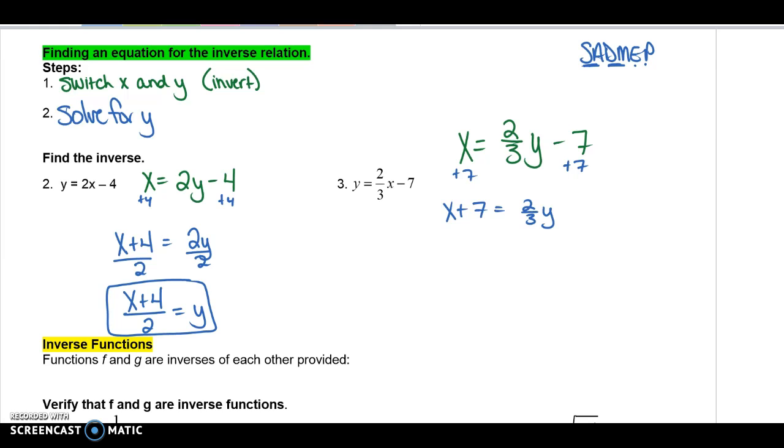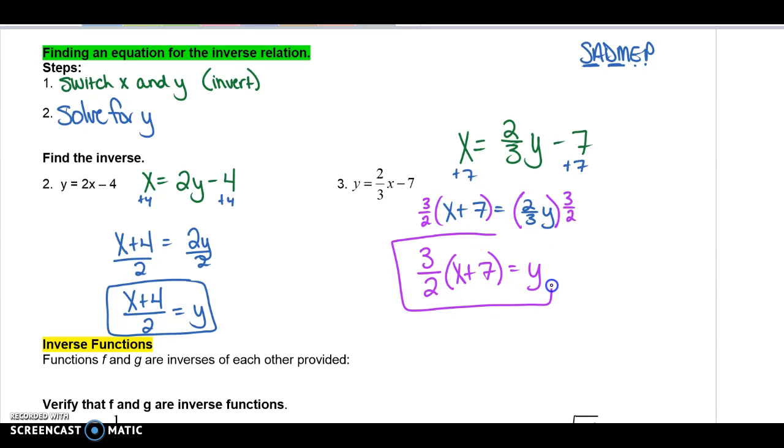Now, some people have told me, okay, so divide by 2/3. But is dividing by a fraction really all that simple? No. Instead of dividing by a fraction, we multiply by the reciprocal. So our final answer is 3/2 times the quantity x plus 7 equals y. And I'm fine with you not simplifying that and just leaving that exactly like that.